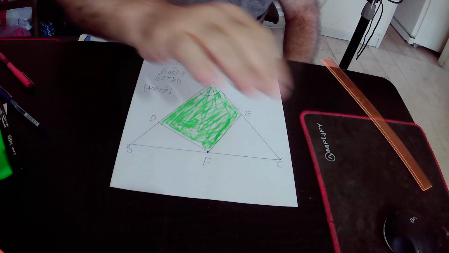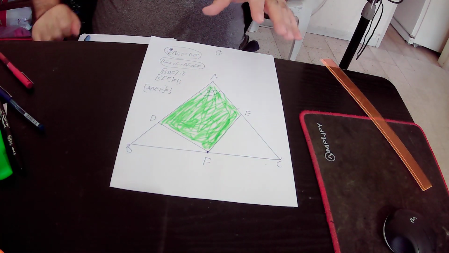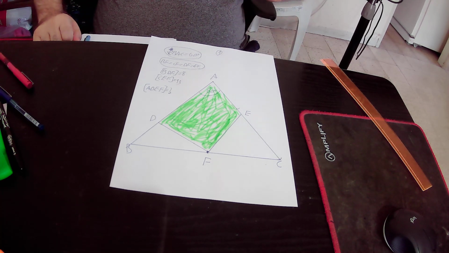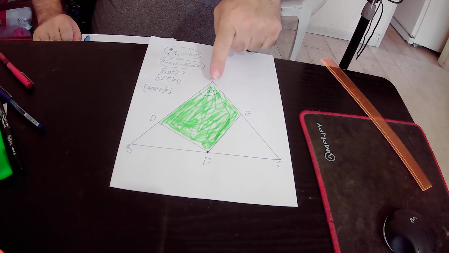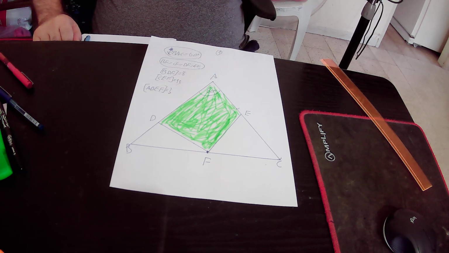Hello, in this lecture we will find the area of the green shape. In the drawing we have triangle ABC. We know that this angle BAC of triangle ABC equals 60 degrees.